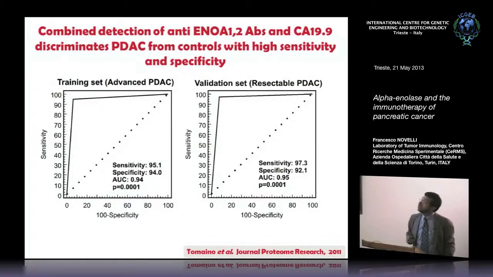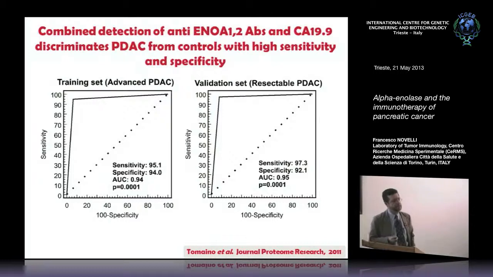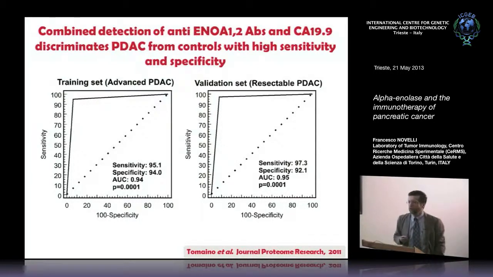And interestingly, we also looked at this marker, which is called CA19.9, which is the most important serum marker that is used in gastrointestinal cancer. It is not very good for diagnosis. It is often used to follow the progression of the cancer because it's quite specific. But when we looked at the combination, CA19.9 is considered pathologic when the concentration is over 37 international units.